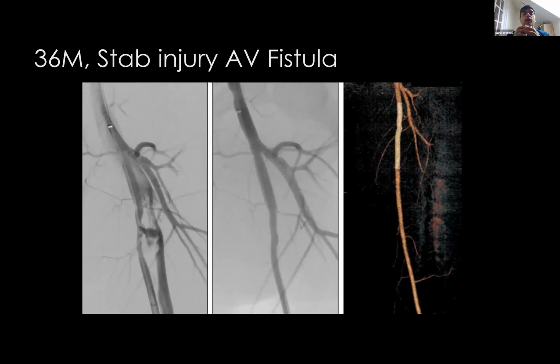Now, this is an example of a 36-year-old male that had a stab injury to the thigh. This patient had a communication between the artery and the vein. So as you can see, there's an early filling vein. So we got a wire across that and put a stent graft and reconstructed his entire vessel. So that's the common femoral artery, the superficial femoral artery, and the profunda femoris artery. We've basically put a graft straight across, and you can see this is a 6-month follow-up. Phenomenal. This patient is still in our care, about 2 years post-intervention, doing really well.